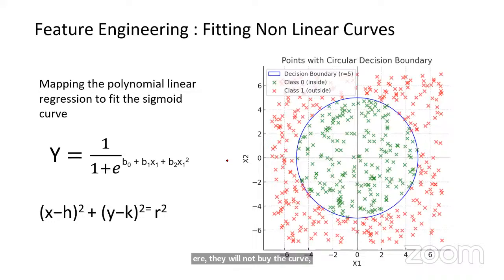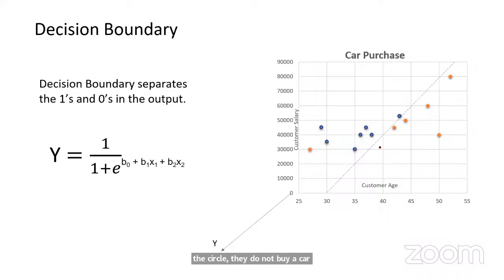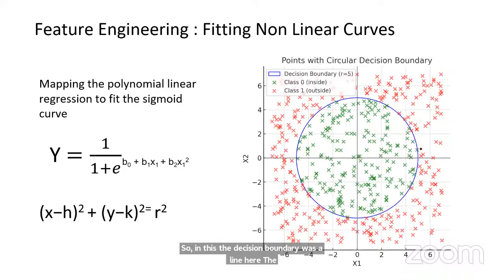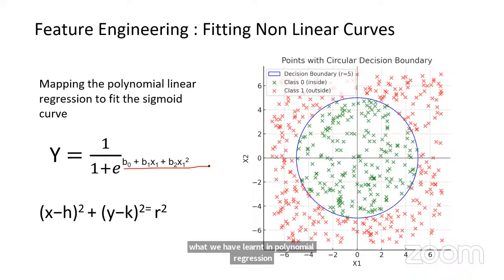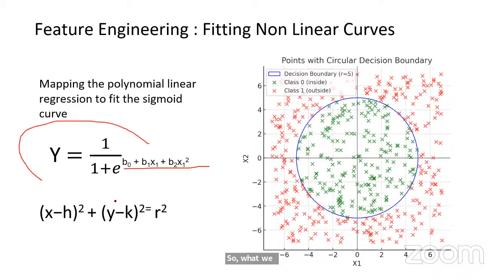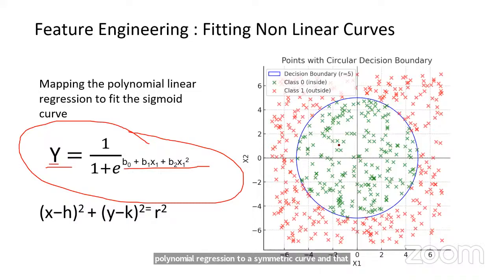Now if your data looks like this, where all the people who are inside this circle buy a car, and the people who are outside the circle don't buy a car. In the previous case, the decision boundary was a line. Here, the decision boundary is a curve, right? It's a circle. So how to achieve this circular decision boundary is what we have learned in polynomial regression. Instead of linear regression, we will change the features of X to behave like a polynomial regression. And we will pass that polynomial regression to a sigmoid curve. And that sigmoid curve will define whether the person will buy a car or not, right?